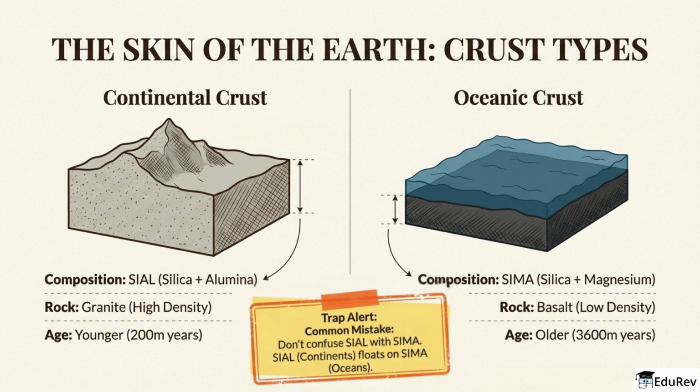Now the trap alert on the slide is the real point. Do not confuse Cl with sima. Cl, continents, floats on sima, oceans. That floating idea is the exam logic. Continents sit higher because they are more buoyant compared to oceanic crust. Now that crust is clear, we need to connect crust material to the three rock families that keep recycling.